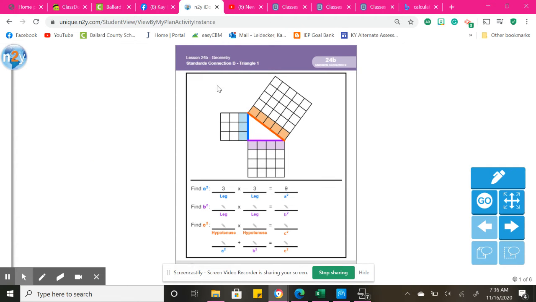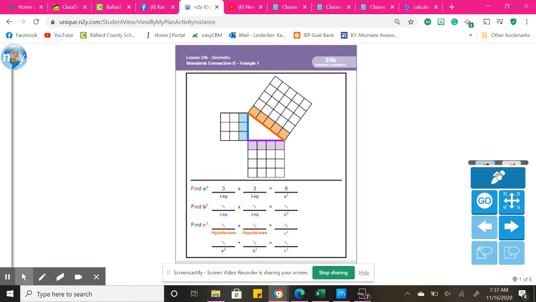And then here you just count. This is the standards connection box, and you will count the legs here. So make sure you're looking at the color. So I'm looking at 3, 3, 3. So there's 3 sides here, or 3 boxes that can make up this side.